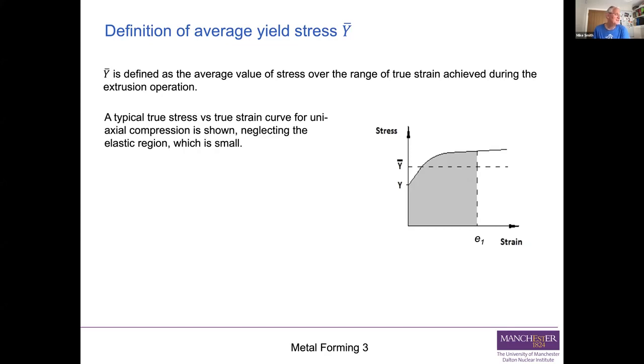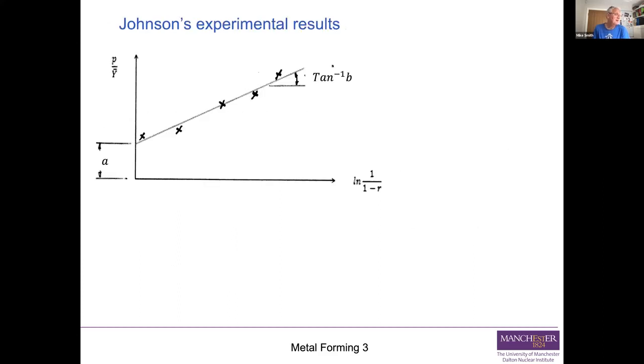So there's a typical true stress versus true strain curve for uniaxial compression with the elastic region removed. And you can basically work out Y bar by integrating sigma d epsilon over the range of strain you're interested in. Here it's 0 to E1. So sigma you get off the stress strain curve. All you're doing is working out the area under that curve and saying what's the average height of a rectangle with the same area as that stress strain curve, which has got a width equal to E1. So that's all that calculation is doing. That gives you your flow stress. And E1 is the log of A naught over A1, which is actually the same as the log of L1 over L naught, which is the definition of true strain.